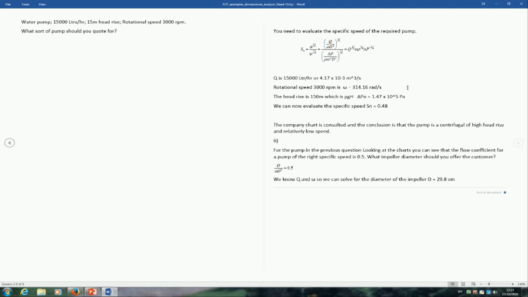You calculate the pressure associated with that head rise as simply rho gh, so density times the acceleration due to gravity times the height. And that gives you a pressure rise of 1.47 times 10 to the 5 pascals, which is 1.47 atmospheres pressure rise. And if you plug those three into this nasty expression and you get your buttons right on your computer, you'll come up with a specific speed of 0.48.